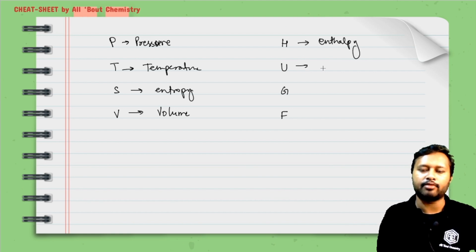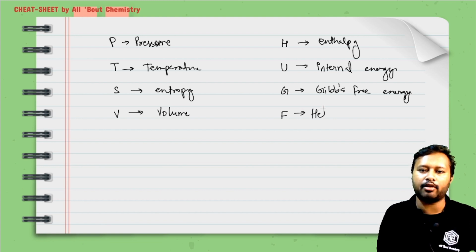U represents internal energy, G represents Gibbs free energy, and F represents Helmholtz free energy.